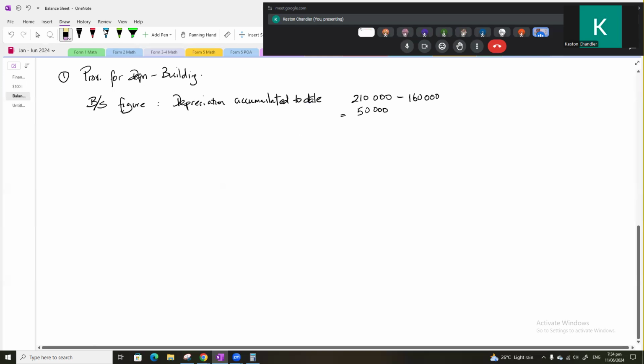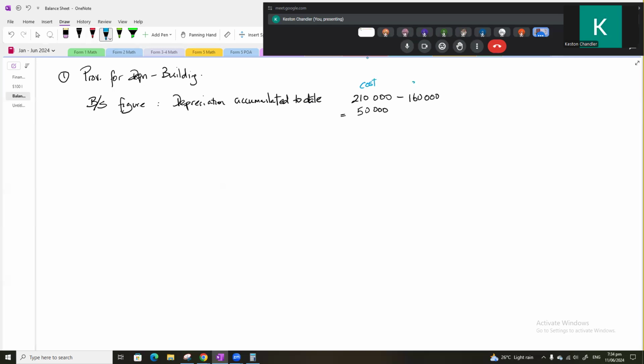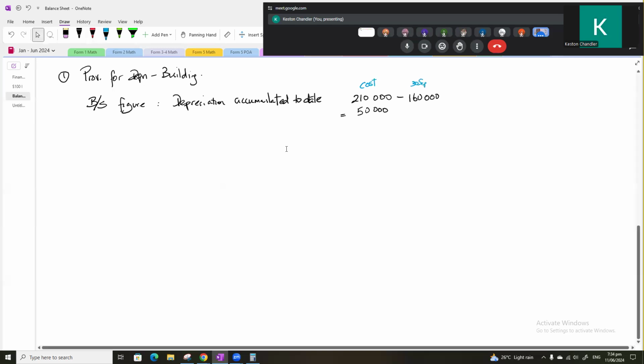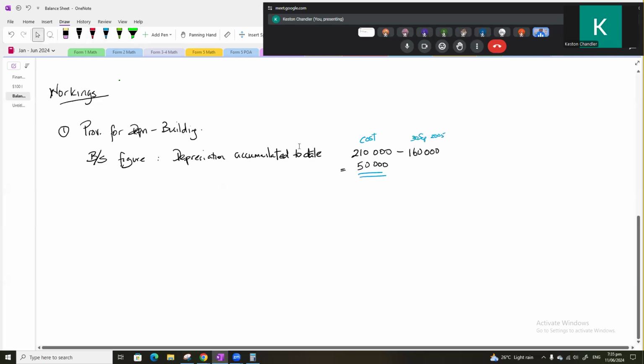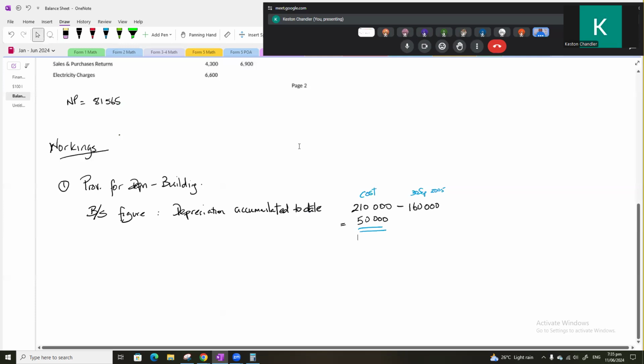Because the cost of the asset was 210,000, and currently at the 30th of September 2005, this is what the asset is worth right now. So my depreciation accumulated up until this date is $50,000. So notice that I am not putting 5,000 inside of the balance sheet, but rather I am putting the total depreciation in the life of the asset. That's what's going inside of the balance sheet. Why am I doing that? Because I want to accurately reflect the value of the asset. I'm being prudent.